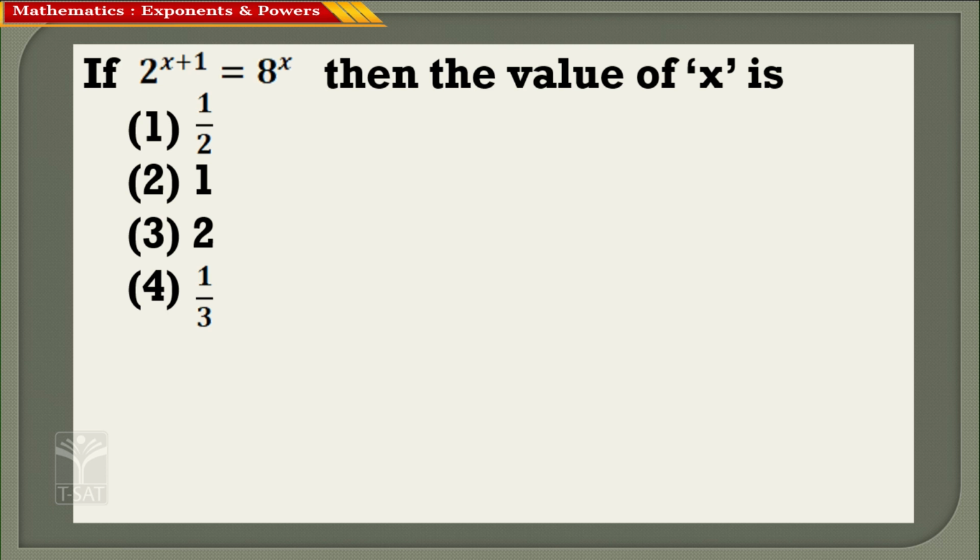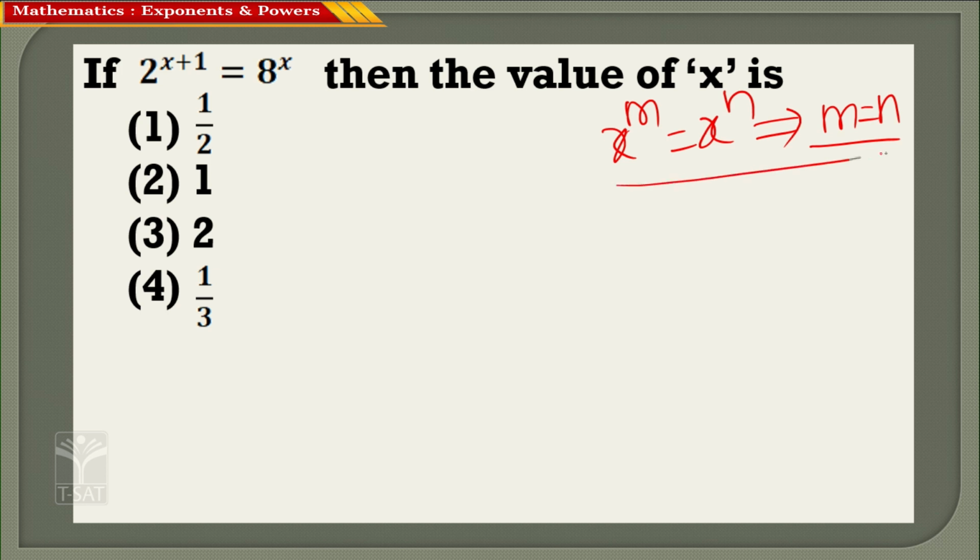Here 2 power x plus 1 is equal to 8 power x. What is the principle or the rule we have to use for solving this? We know that when bases are equal, then equate powers. That is, if x power m is equal to x power n, then we can say that m and n are equal. When do we say this? When bases are equal, then equate the powers.